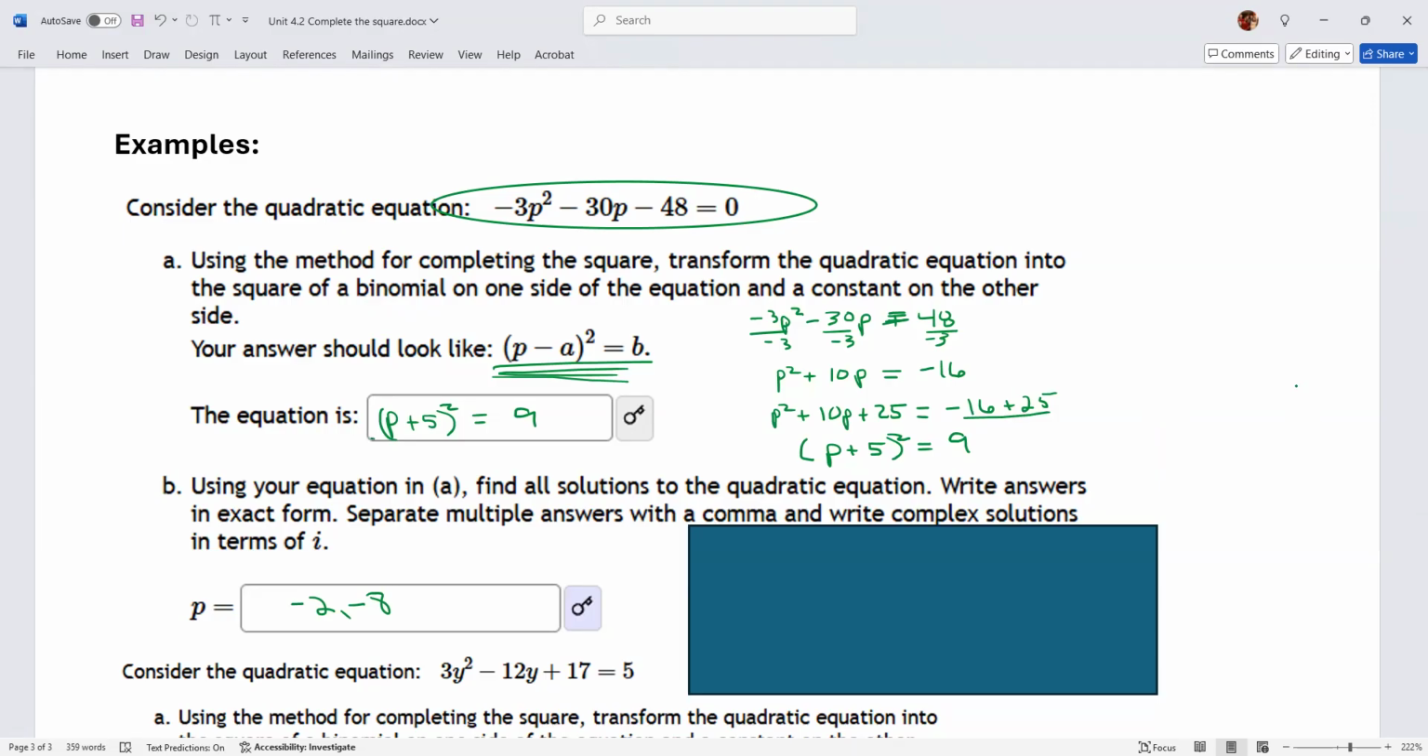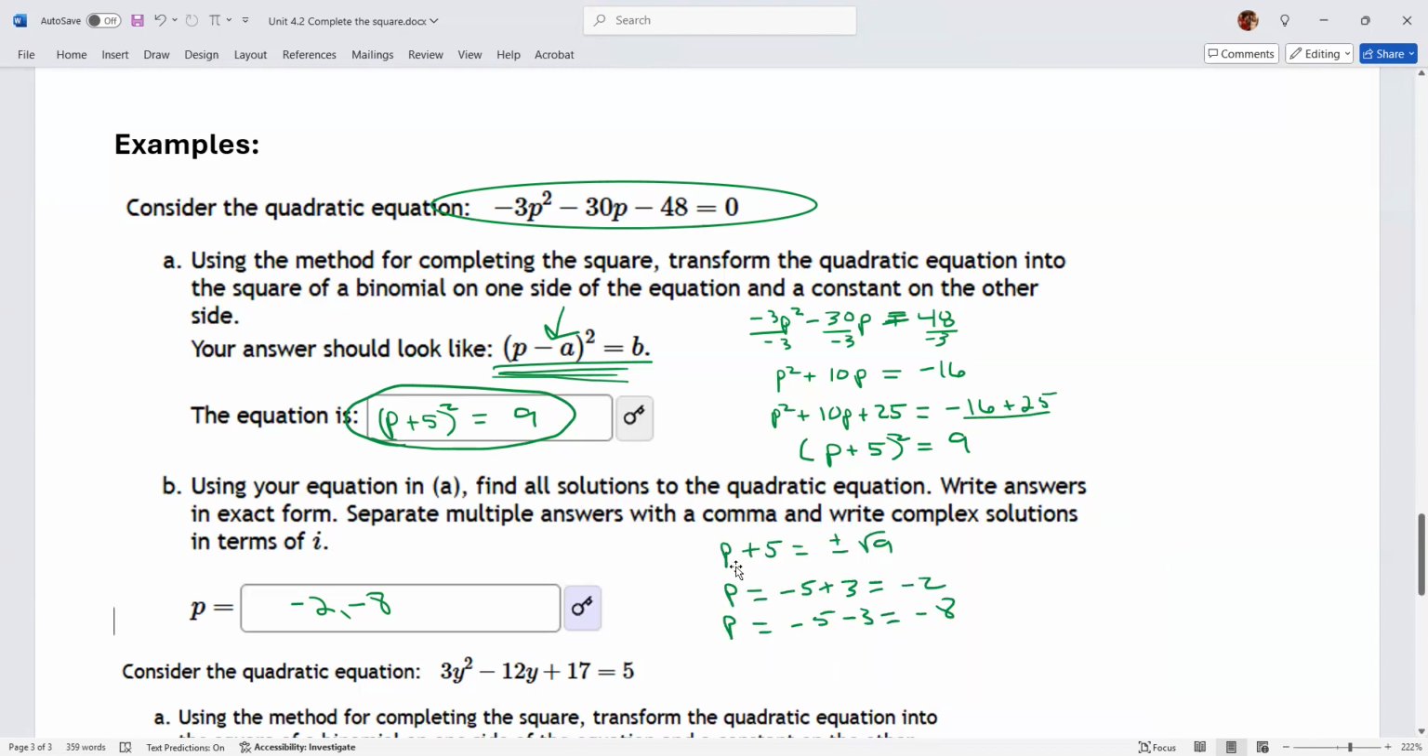So the first solution is rewriting it in this form. They told you right here to do that. And then the next step is they want you to go ahead and solve that. So this is simple. We've done a number of these. Take the square roots of both sides. It gives me p plus 5 equal plus or minus square root of 9, which is plus or minus 3. So when I move the 5 to the right by subtracting it, I end up with negative 5 plus 3 is a negative 2. Negative 5 minus 3 is equal to a negative 8. So negative 2, negative 8 would be the two solutions.